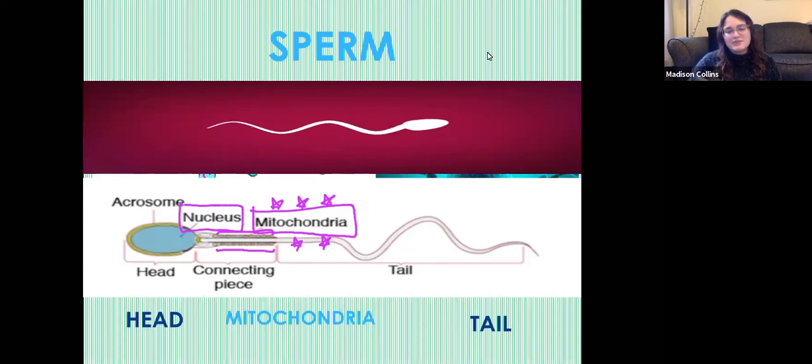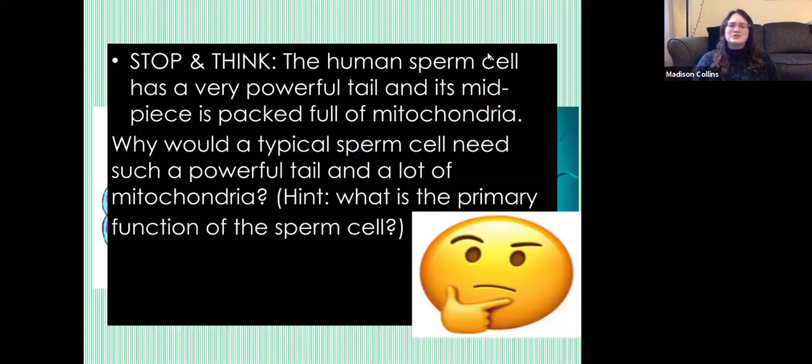Now, I mentioned that there are a ton of mitochondria, and I also told you I'm not going to tell you why, and that's because I want you to figure it out. So right now, stop and think. The human sperm cell has a very powerful tail, and its midpiece is packed full of mitochondria. Now, why would a typical sperm cell need such a powerful tail and a lot of mitochondria? I'll give you a hint. Think about what is the primary function of the sperm cell and what is the job of mitochondria? All right, guys, make sure you answer this question on your paper and I will reveal the answer to you tomorrow, although I'm pretty confident you can figure it out.